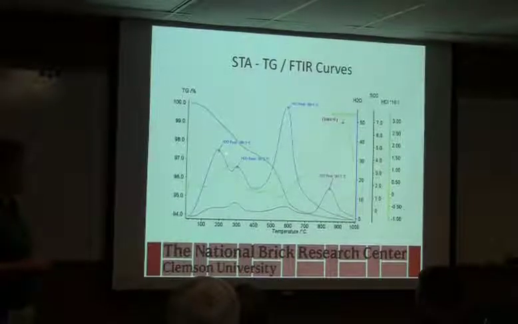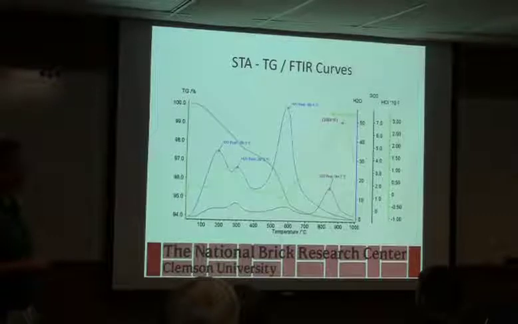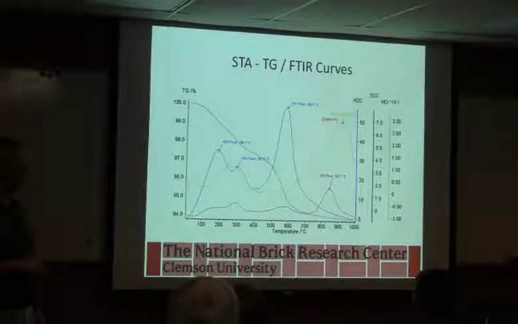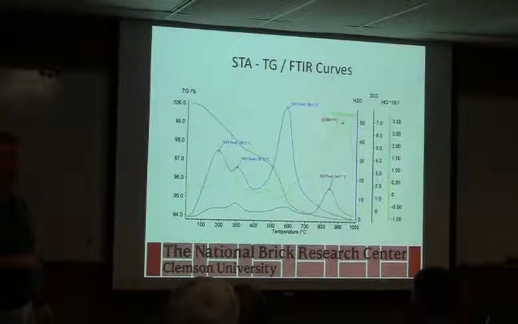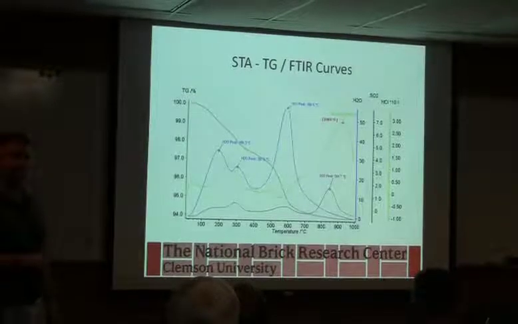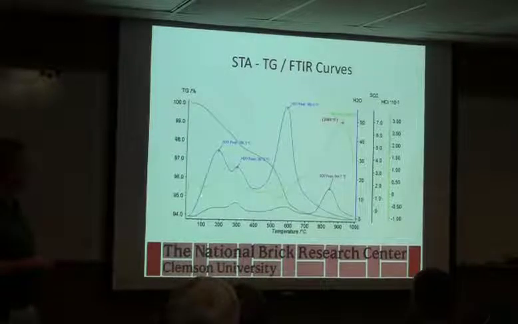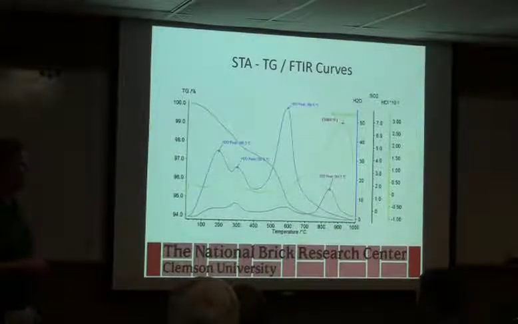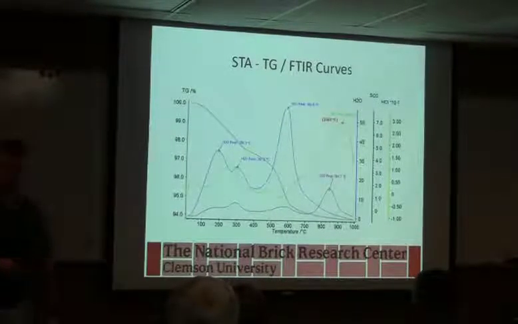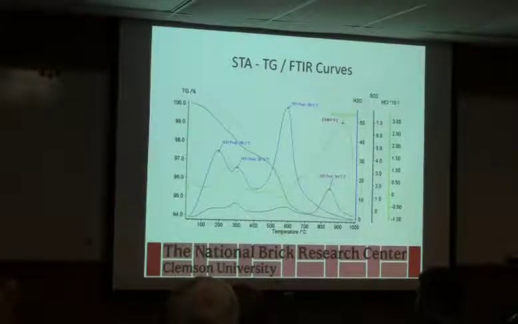Can anybody identify what these peaks are from what John's gone through? Question and answer time, part of the test. So we go through and we lose the first water. Where do we think this water is coming from? That's the forming, then it's the core, and then it's the crystalline.